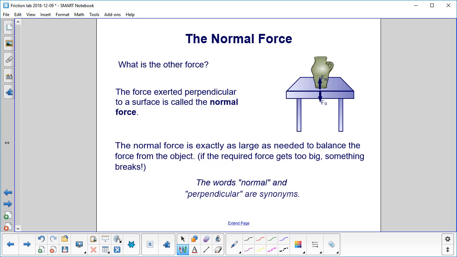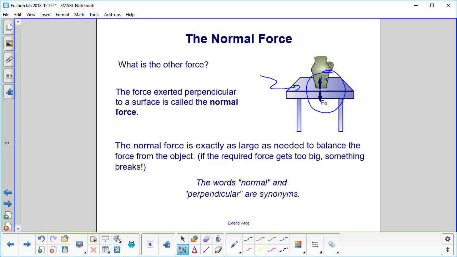The other force is called the normal force. That's the force exerted perpendicular to a surface. And you can see over here, we've got gravity pulling it down, and the force opposing that would be the normal force on the table. Both of these forces are acting on the object there, that vase, and they cancel out to be 0, which means the vase won't move.